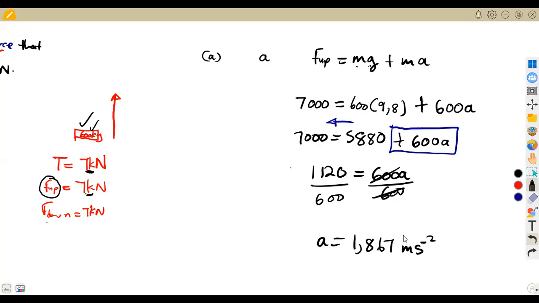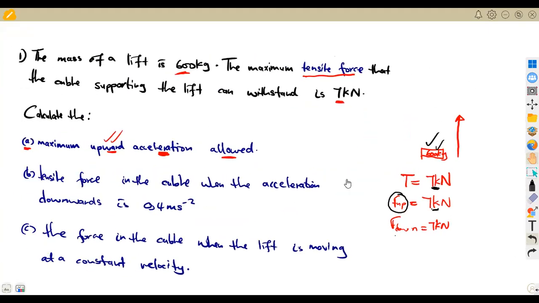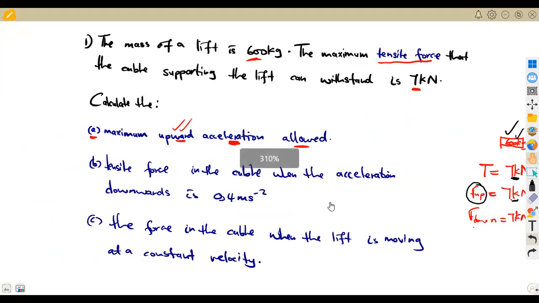Meters per square second. All right, so that is how we could have answered this first part. We were given that when it is going up, we use F up in our calculations. If it is going down, we have to work with what? With F down. All right.